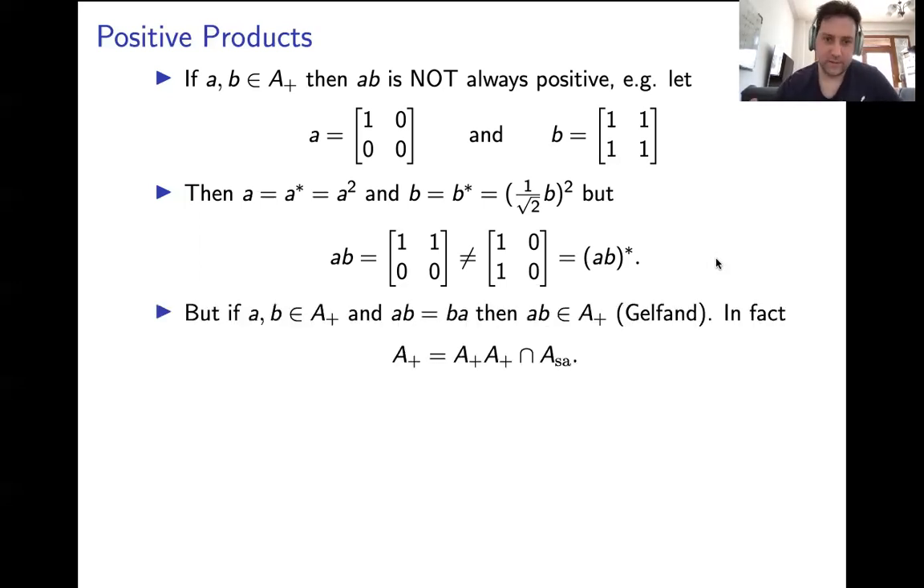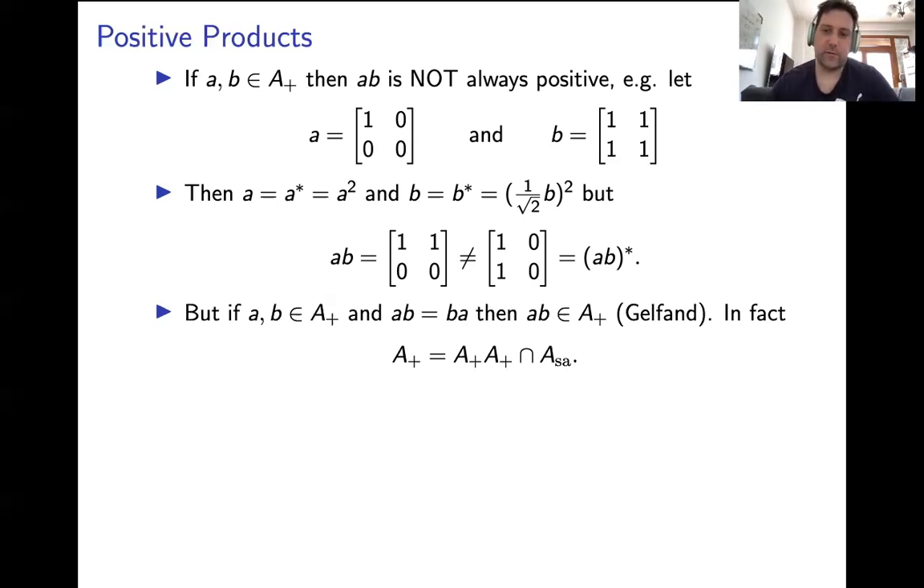However, there is one special situation where you can say that the product of positive elements is positive, and that's if those two positive elements happen to commute. In a sense, this is why it does work when you look at positive reals, because for positive reals the multiplication does indeed commute. And as long as you have this extra condition that the positive elements commute, then indeed they will be positive. And the proof is pretty simple.